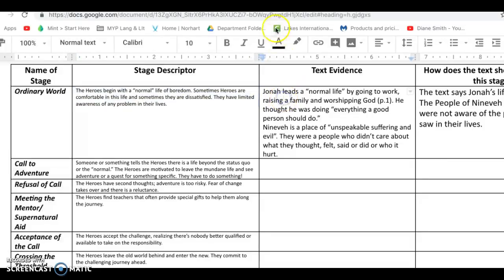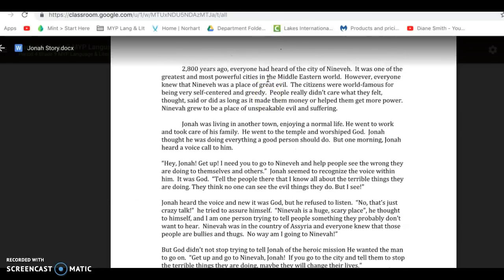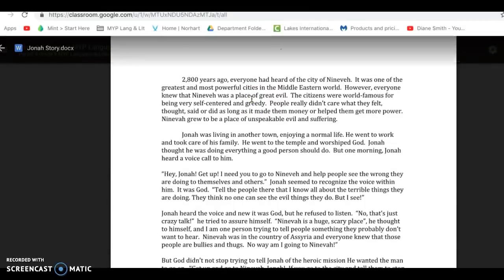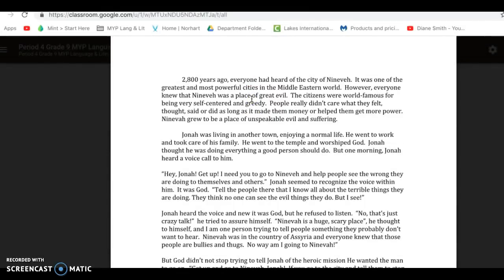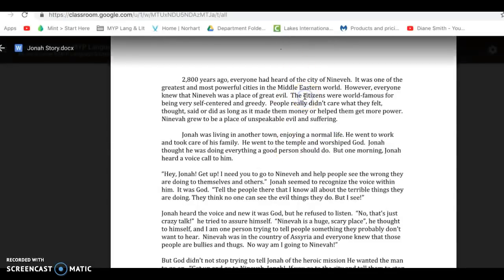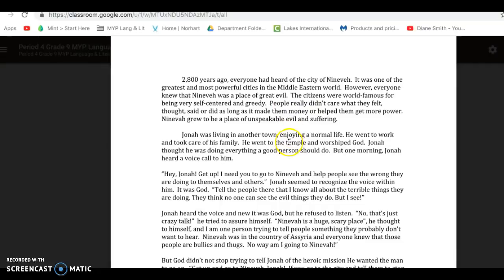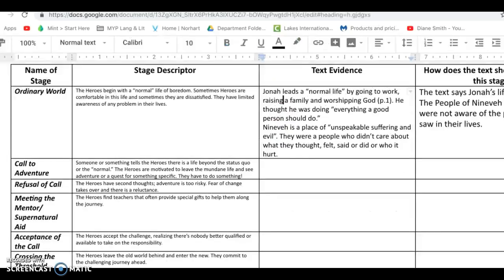So if we went back to the story, there are some things here. The first paragraph is talking essentially about the ordinary life as it is experienced in Nineveh. And in the second paragraph, we are talking about Jonah and the normal life he's enjoying. In fact, it even says normal life. So I'm going to borrow key words and phrases from both of these different paragraphs, both of these different places and people, to describe their ordinary lives.